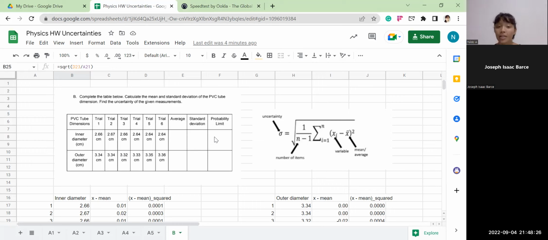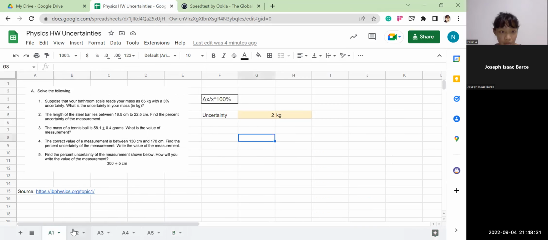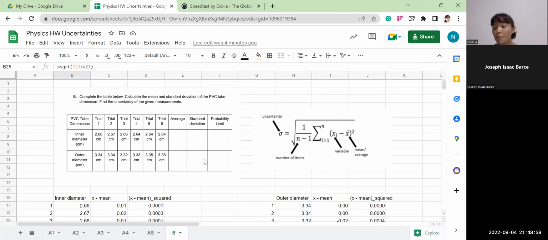Yung probability limit mo is actually similar to the value here in number 2, yung lowest and highest points. Okay. So what are the probability limits? Galing siya sa average and standard deviation. It's simply the average plus the standard deviation or the average minus the standard deviation. So for number 1, what is the probability limit?